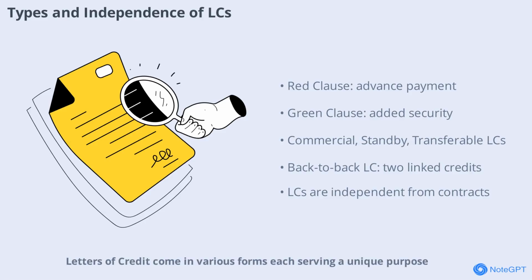Letters of credit come in various forms, each serving a unique purpose. For example, a red clause LC allows the seller to receive advance payment to buy or produce goods, while a green clause LC adds security by requiring receipts for goods. Other types include the commercial LC, which covers standard transactions, the standby LC, which acts as a guarantee in case of default, and the transferable LC, which supports transactions involving intermediaries. There's also the back-to-back LC, involving two linked credits for complex deals.